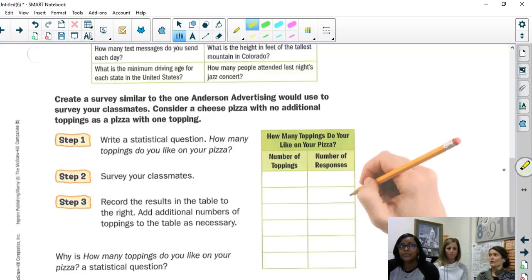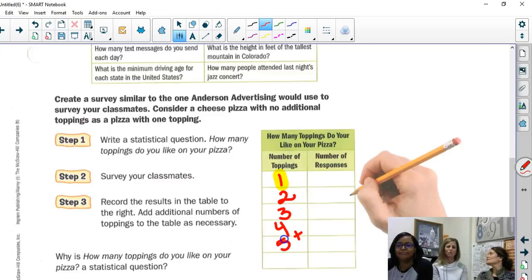So, how many toppings are possible? Could be one topping. Could be two. Could be three. Or four. Or what about five plus? That's a good one. Then we would go around and ask people their toppings. How would you keep track of all the different answers you got here? I would use tallies. Wow, Miss Robert, you're so smart. Look at that!